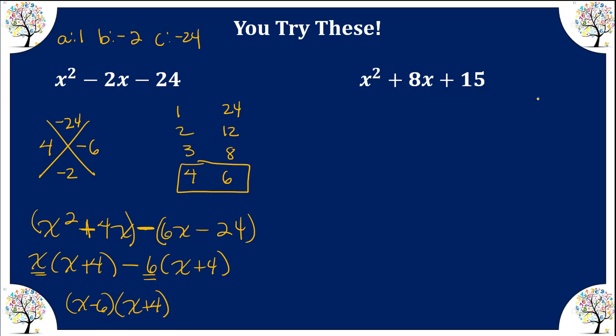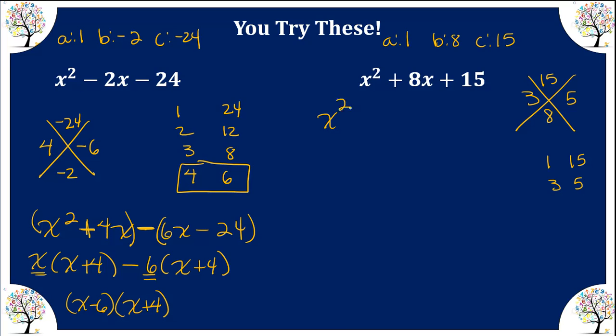Okay, here we go. Let's use our graphic organizer. A is 1, B is 8, and C is 15. On top is A times C, 1 times 15, and the bottom is 8. So we only have a couple of combinations. We can have 1 times 15 and 3 times 5. 3 and 5, everything's positive, so that's nice and neat. So 3 and 5 are the values we're going to use to split the middle.